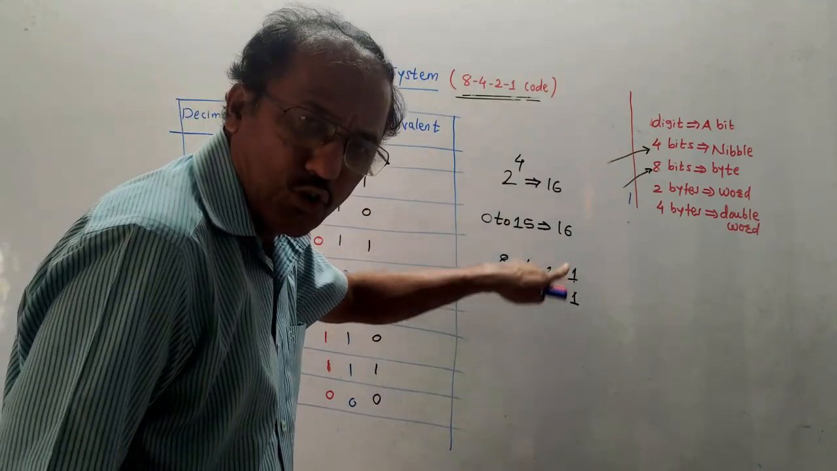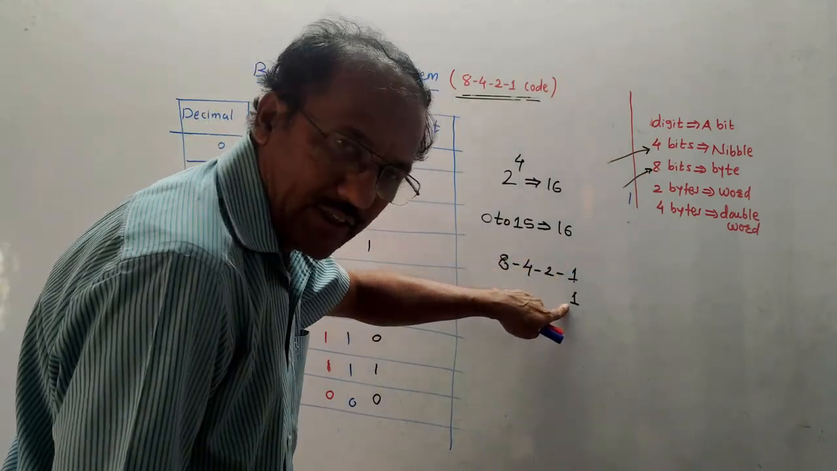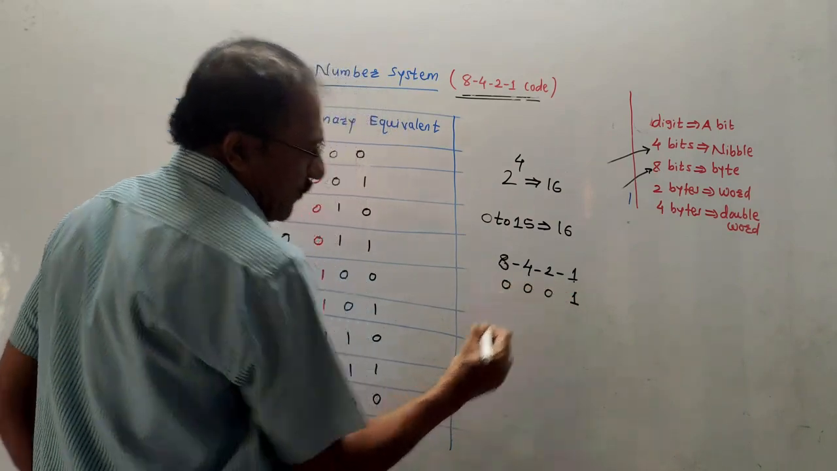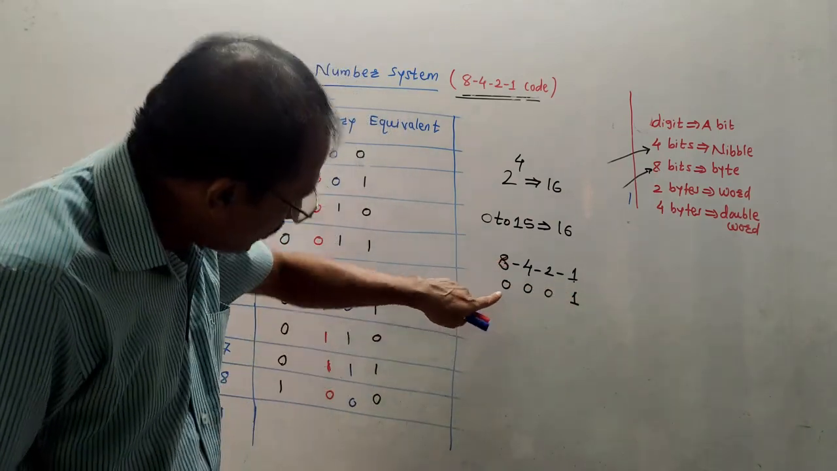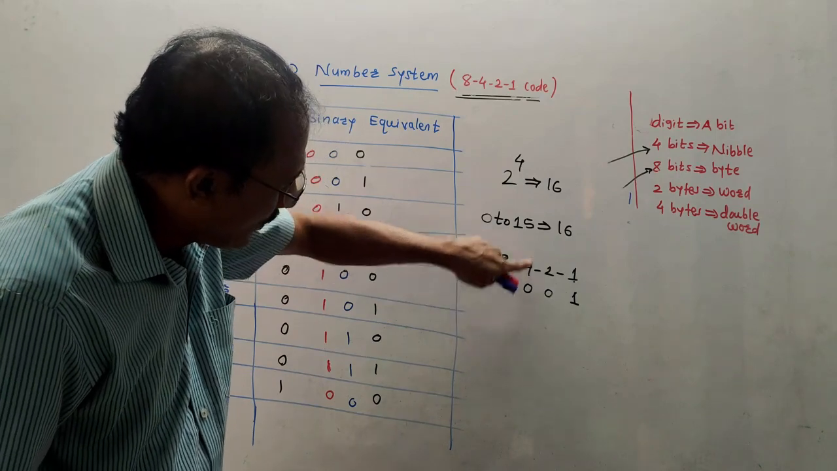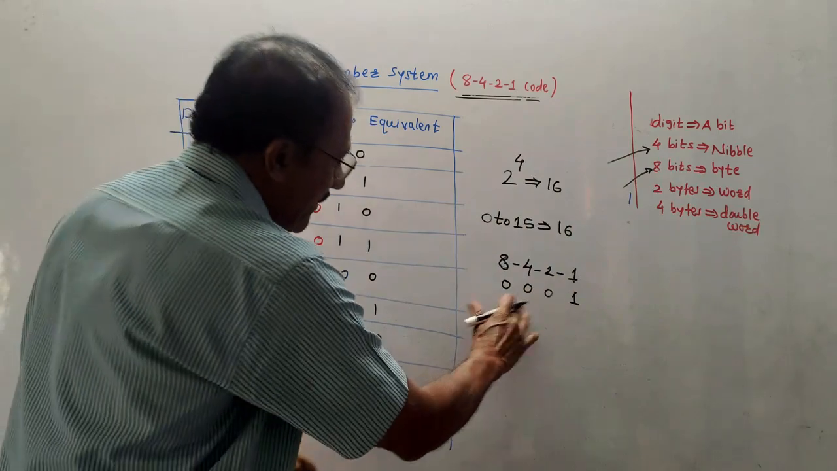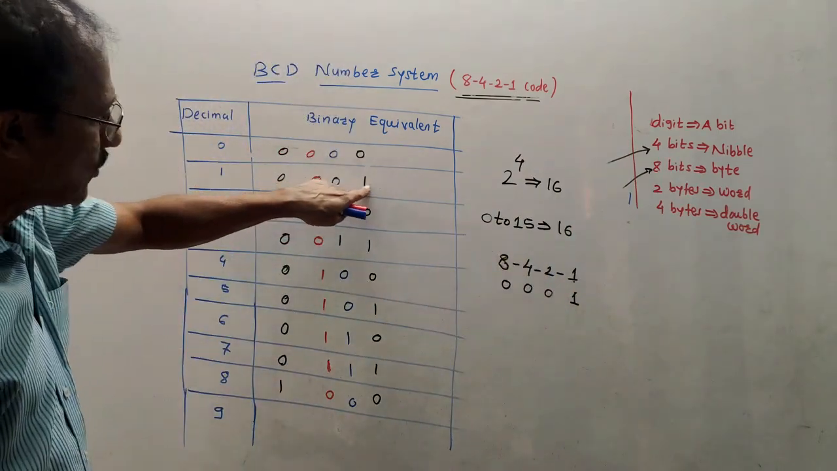If you write 0, 0 into 1 will be 0. So I have written 1. For this 2, I want 0. For 4, I want 0. For 8, I want 0. So it will be actually 0 into 8, 0 into 4, 0 into 2, and 1 into 1, so the total number will be 1. So its value is 0, 0, 0, 1.